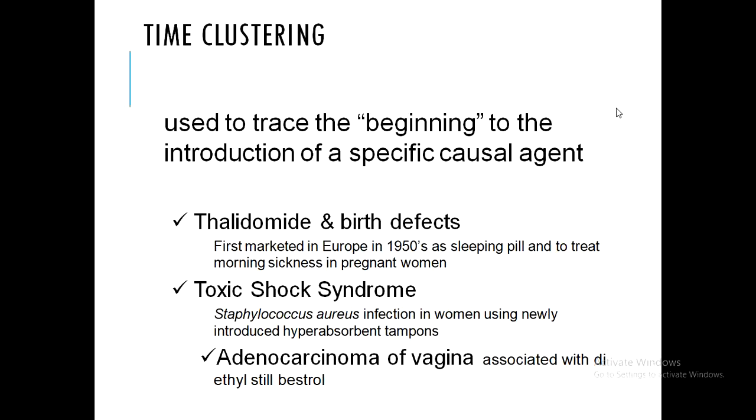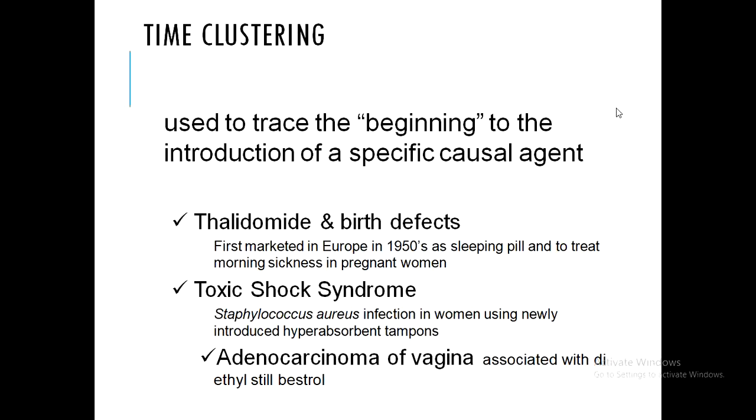Then another example of time clustering was seen in the case of toxic shock syndrome, when tampons were introduced in the population, and the females who were using contaminated tampons suffered from toxic shock syndrome. So again, the epidemiologists investigated why the females using tampons were showing toxic shock syndrome, and the conclusion was drawn that it is because of contamination with Staphylococcus aureus.